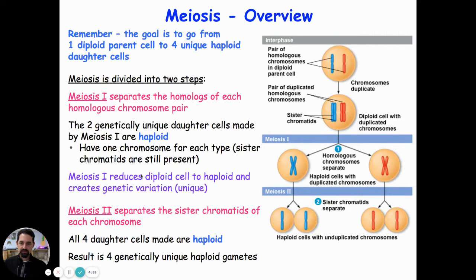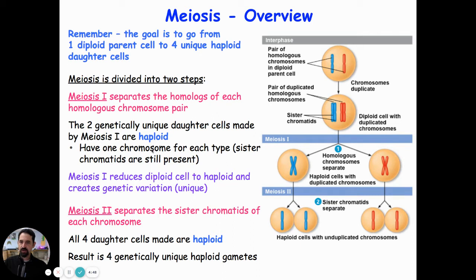The second series of things that are going to happen in meiosis 2 separate out the 2 sister chromatids. So now we have 4 different cells. Now, that's not the full story. We'll talk about some details in here.